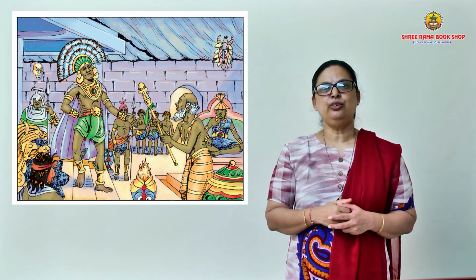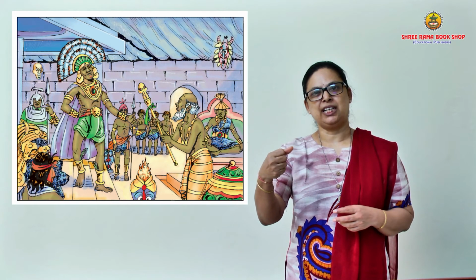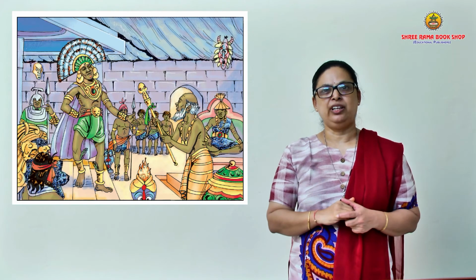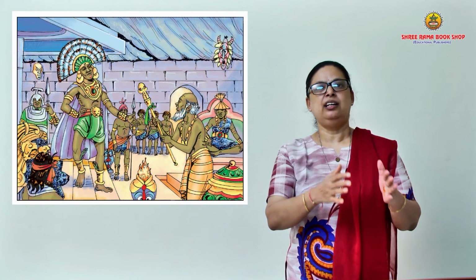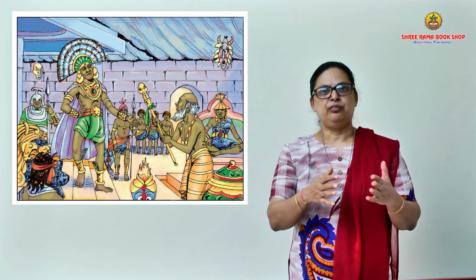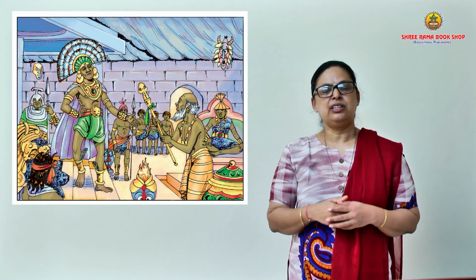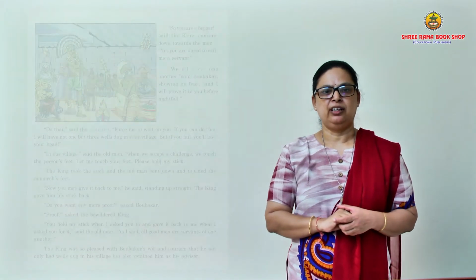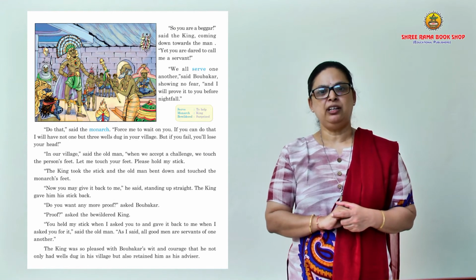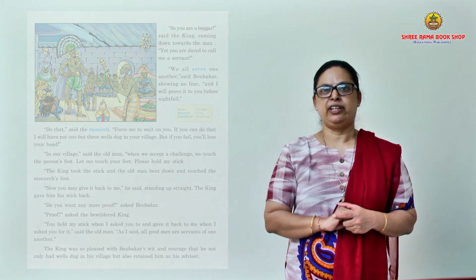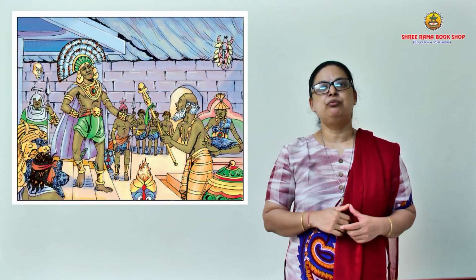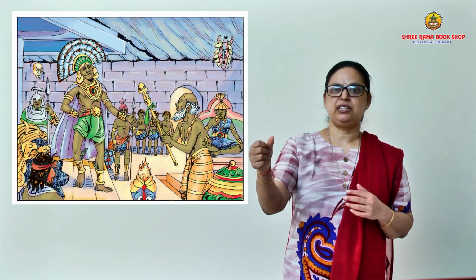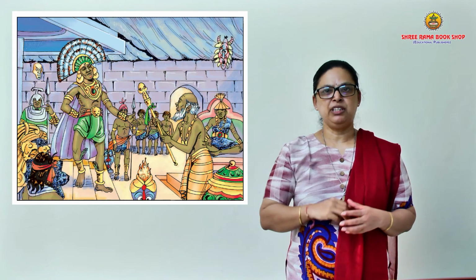So what did the king do? Immediately he took hold of the stick and the old man bent down and touched the monarch's feet. Even if the monarch is younger than the old man, we believe that the king is God. So that's the reason the old man bent and touched the feet of the monarch. "Now you can give it back to me," he said, standing up straight. So after touching the feet, the old man got up again and said, "Please give me my stick back." And the king gave him his stick.